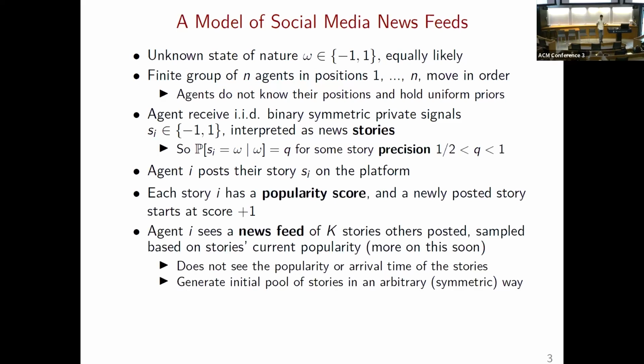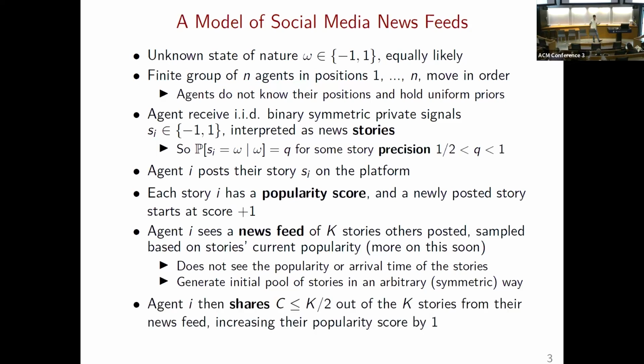They're also going to see a sample of stories from other people. So a newsfeed of stories that other people posted or shared. And I'll tell you in a couple of slides how this is sampled, but it can depend on the popularities of the different stories. And to make the inference tractable, we're going to assume that they just see the realizations of these stories and not other information about them. And the other thing to mention is, we need to initialize the system so the first person has something to see, but you can essentially do this in any way, and our results will go through. Their choice then is going to be some number of these stories to share from their newsfeed.